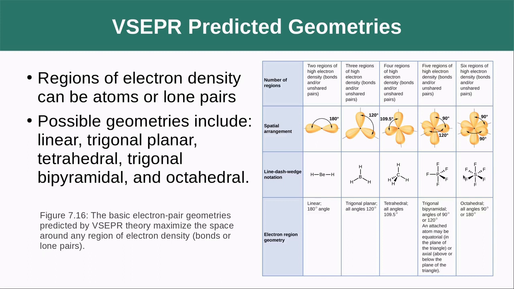Once we get up to 6 regions, we're going to get this octahedron shape, where all of our electron regions are 90 degrees apart.